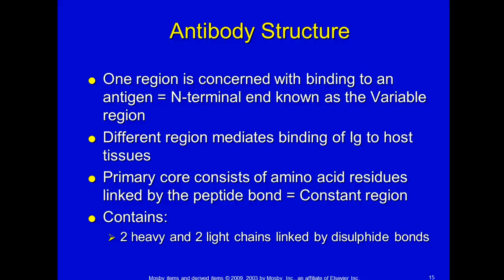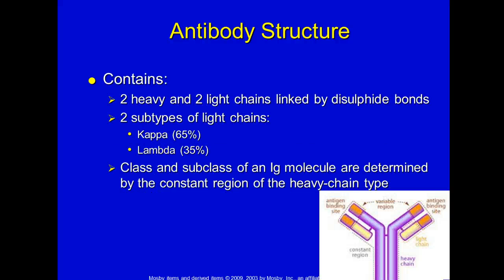All right, looking at antibody structure, this is kind of a complicated page, but I'll show you a picture here in a minute. One region is referred to as the N-terminal end, which is the variable region. We have different regions mediating binding of the Ig to the host tissues. I'll show you these in a second. The primary core consists of amino acid residues linked by a peptide bond, known as the constant region. We have 2 heavy chains and 2 light chains linked by a disulfide bond.